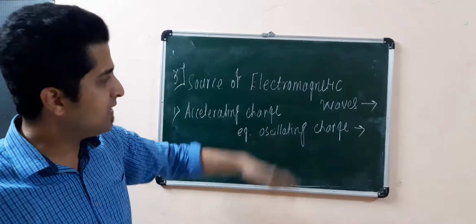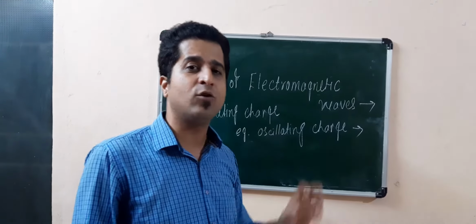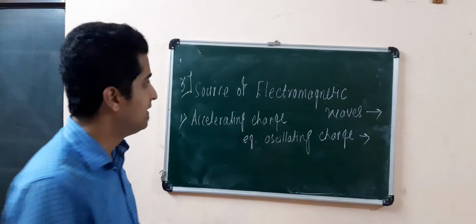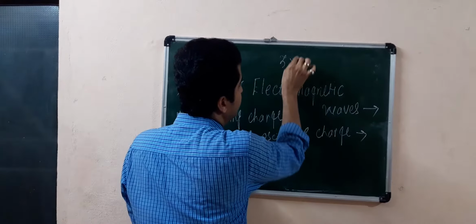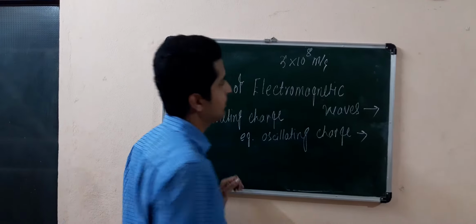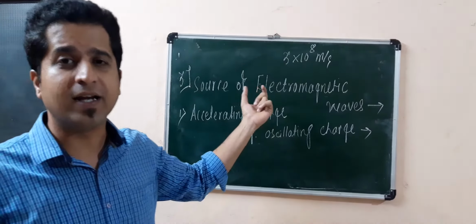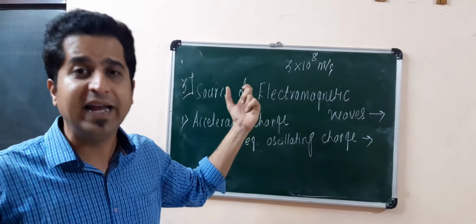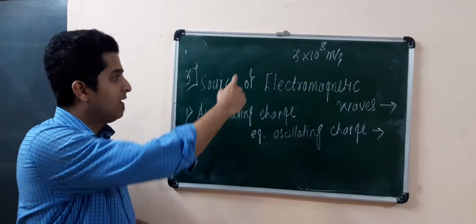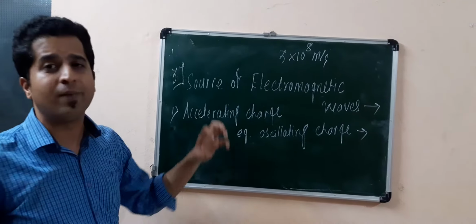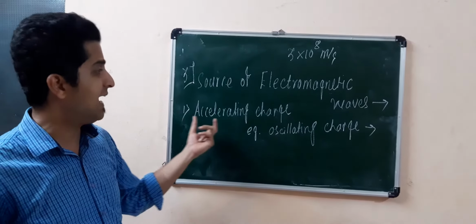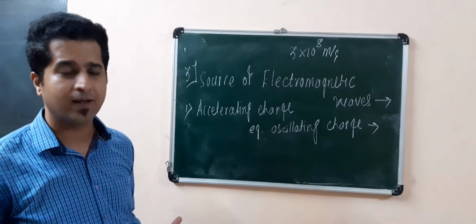Okay. The speed of the electromagnetic wave in air or vacuum is always equal to the speed of light. That is 3 multiplied by 10 raised to 8 meter per second. It is the speed of the electromagnetic wave in air or vacuum. Okay. Now we'll study what is the source of the electromagnetic wave. So the source of the electromagnetic wave is an accelerating charge.